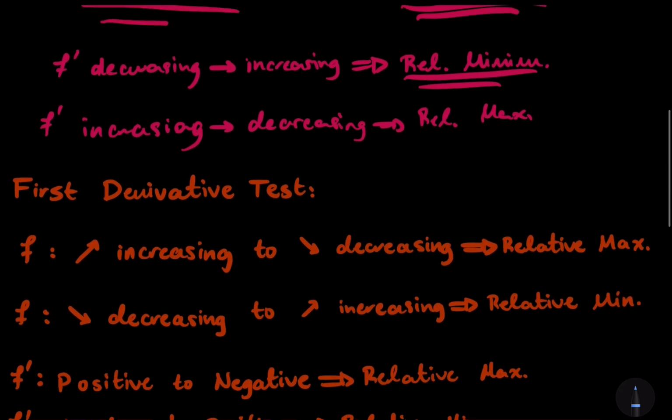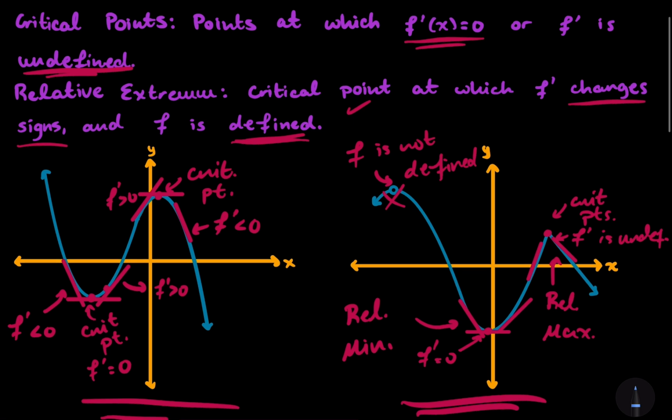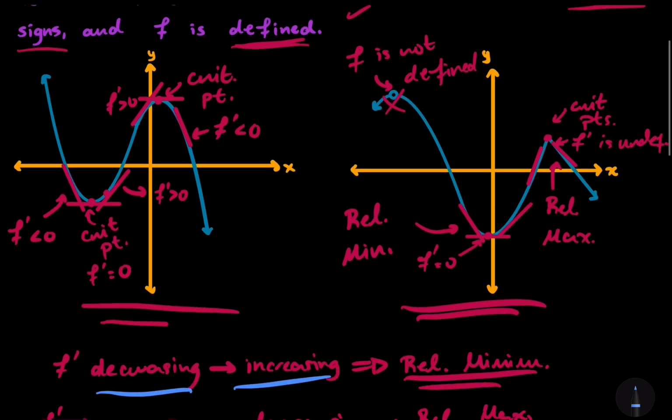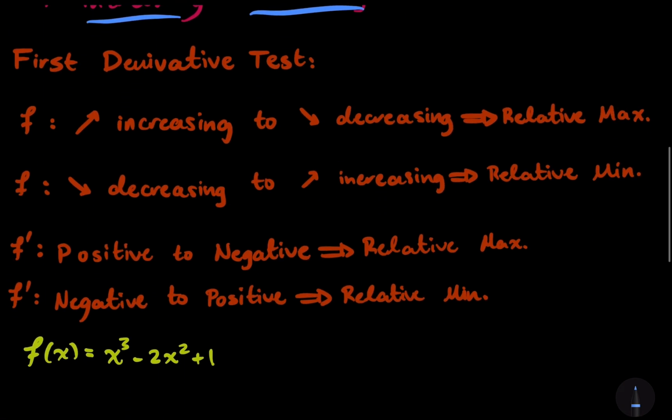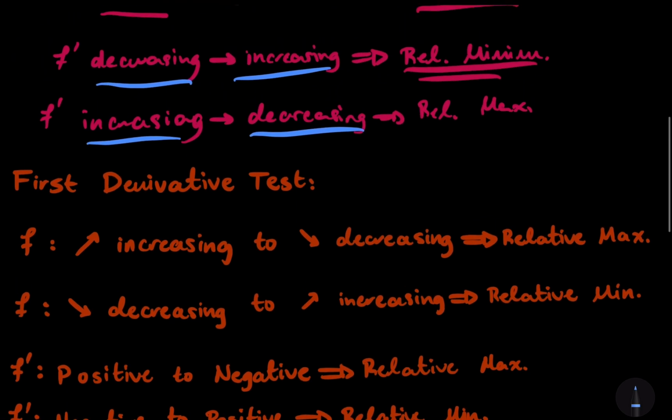And then we came to this conclusion over here that if f prime goes from decreasing to increasing, then we have a relative minimum, and if f prime goes from increasing to decreasing, then we have a relative maximum. This is, of course, assuming that the actual point at which this is occurring adheres to the conditions we mentioned over here for the relative extremum definition. And so with that in mind, we're going to take a look at this formalization of what we constructed right over here, and that is the first derivative test.